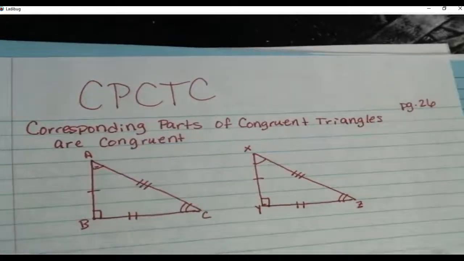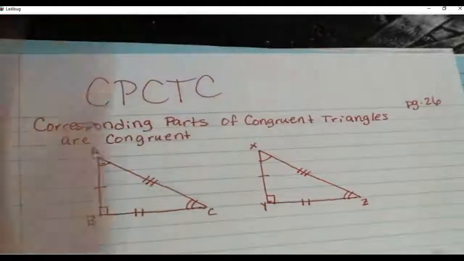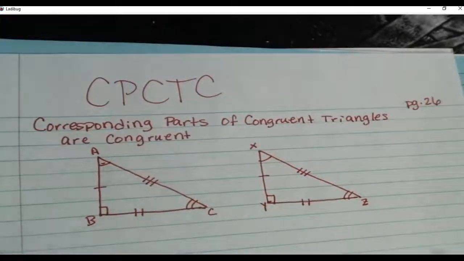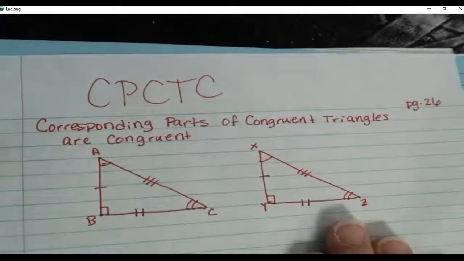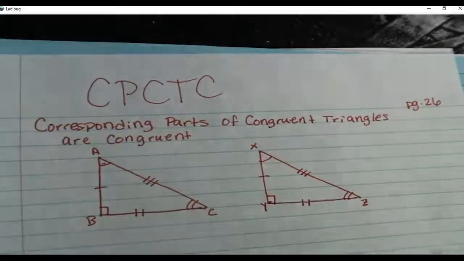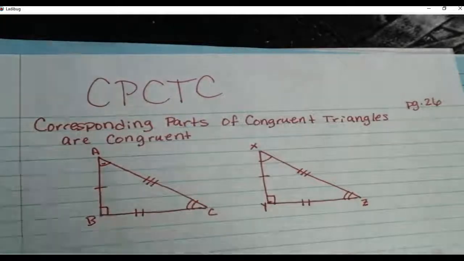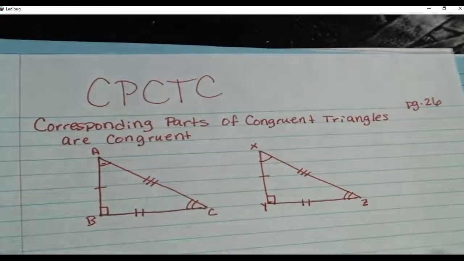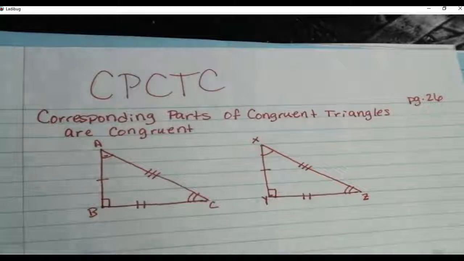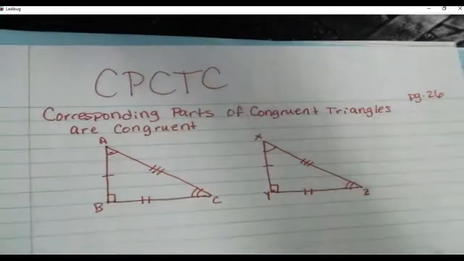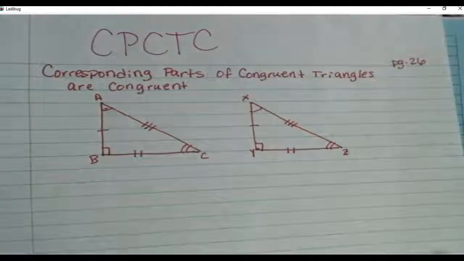So I told you yesterday that corresponding parts means the matching parts. So the ones that on this triangle we can see it just kind of slid over, but sometimes it might have rotated, sometimes it could have reflected and done a flip. But whenever you line them up, they're the ones that match. So that's what corresponding is. So what we're going to do first is let's list everything that we know is congruent.